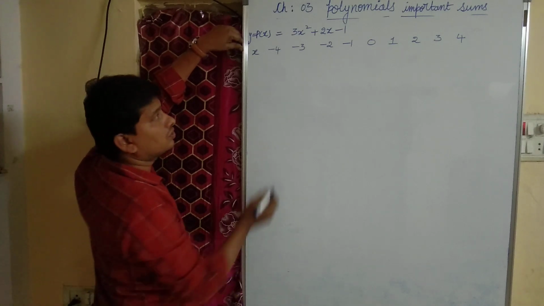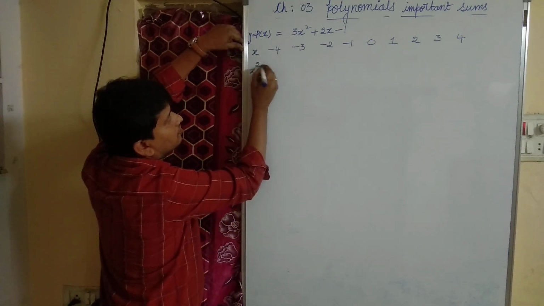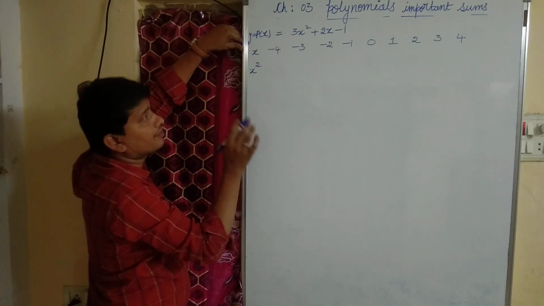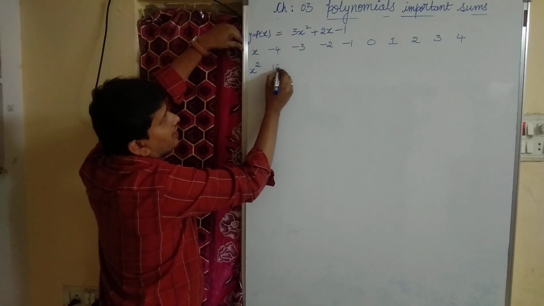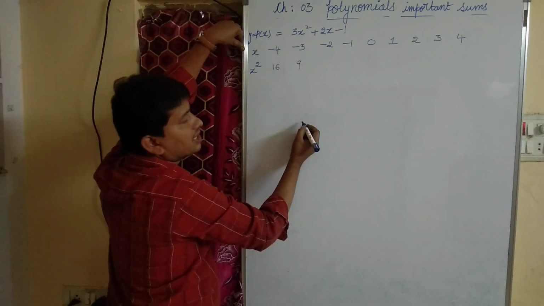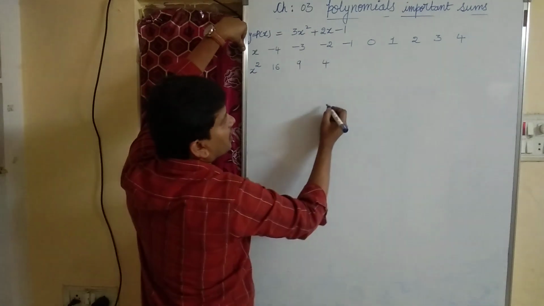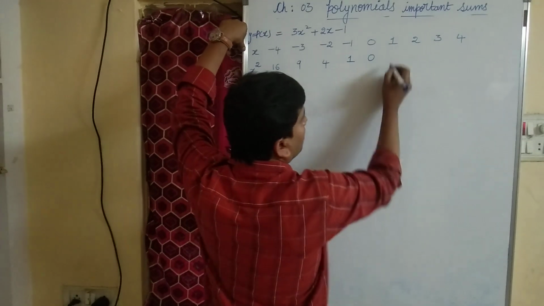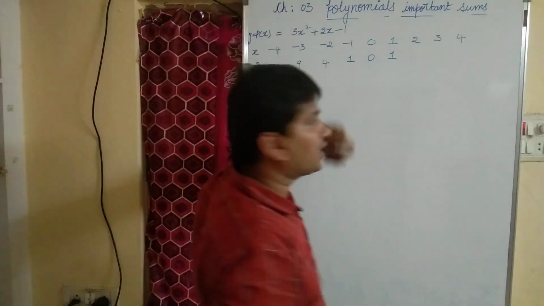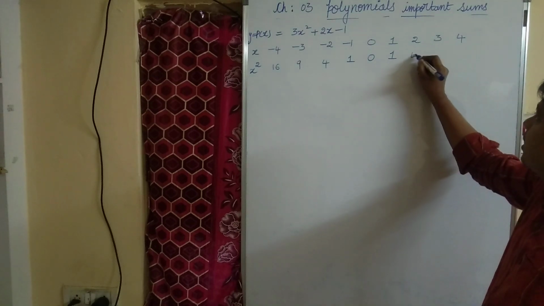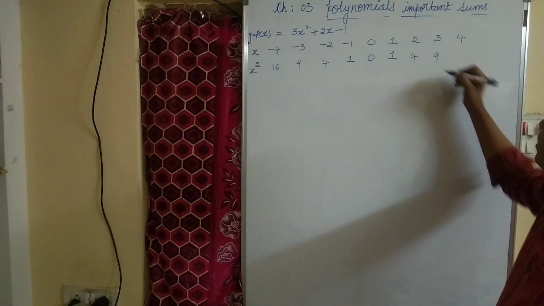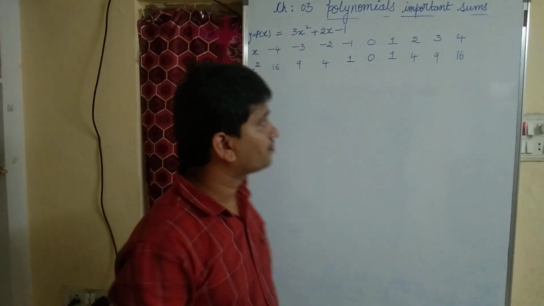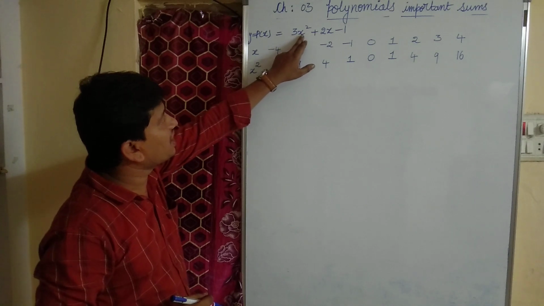So first, let us find the x square value. Actually we have 3x square. First let us do x square. As we know, minus 4 square is 16, minus 3 square 9, minus 2 square 4, minus 1 square 1, 0 square 0, 1 square 1, 2 square 4, 3 square 9, 4 square 16. Right? Now the first term is 3x square.